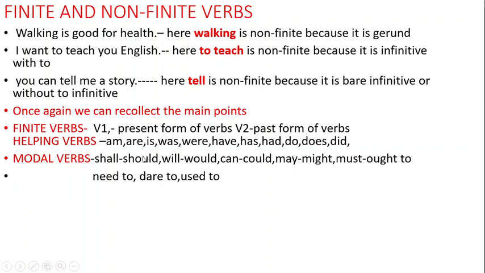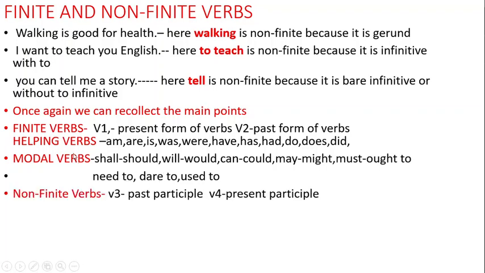And modals, special verbs such as shall, should, will, would, can, could, may, might, must, ought to, need to, dare to, used to. These are all special verbs. They are also called finite verbs. So in non-finite verbs, V3. V3 means the past participle, the en form of verbs. And V4 means the present participle of verbs, that is the ing form of verbs. These do not tell any tense. So past participles and present participles come under non-finite verbs.